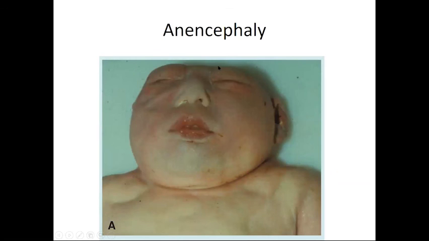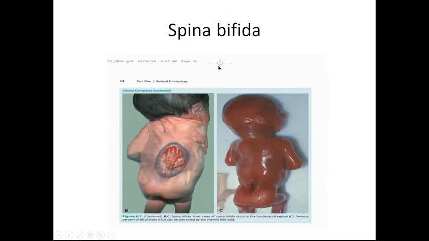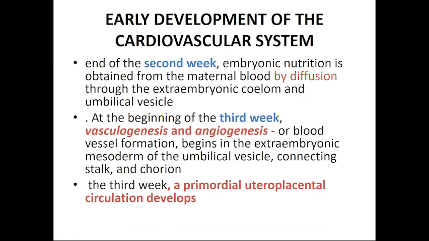This is anencephaly, no brain development. This is spina bifida, that is the vertebral column has not fused and then the spinal cord is protruding out of it, and this is called spina bifida because basically this is the problem in the spine.